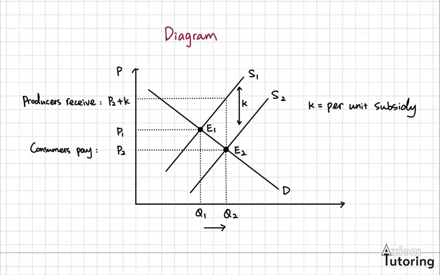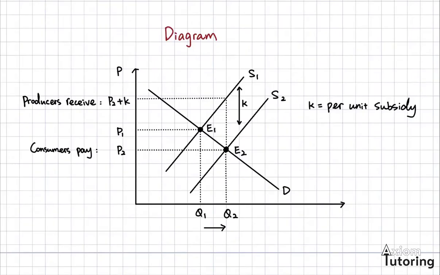First, let's look at the supply and demand diagram. Subsidies affect the supply side of the market, and when government gives money to producers, it reduces their costs of production. This causes the supply curve to shift downward by a vertical distance of the per unit subsidy K in this diagram.